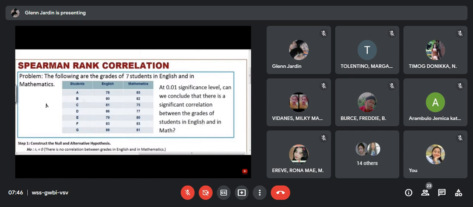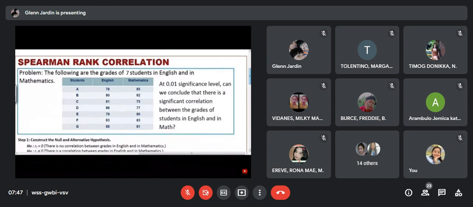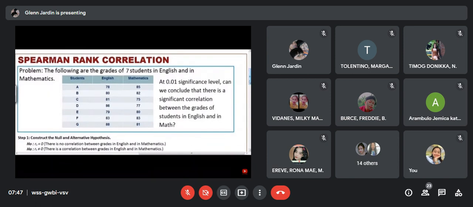What this study or problem wants to know is whether there is a relationship between the grades of the students in English and in mathematics. Again, all the steps are the same except for the computation. That is the only difference between them. Everything else follows the same process.